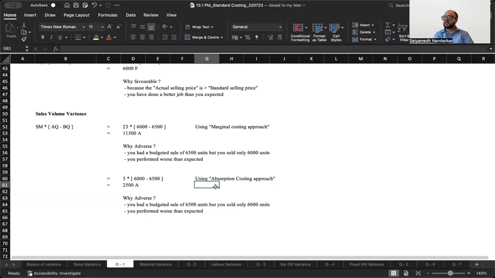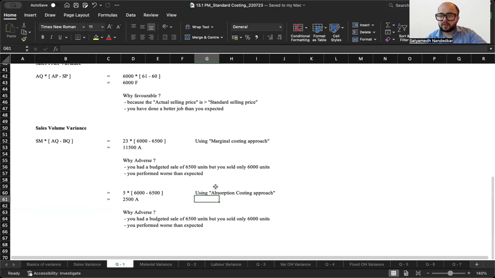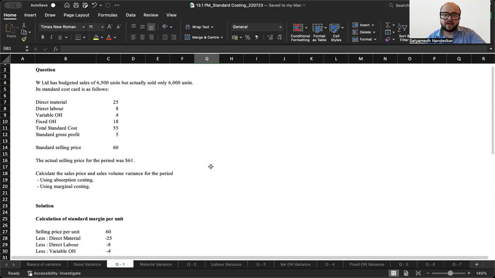We are not associating favorable and adverse with plus and minus. If you performed better than expected, the variance is favorable. If you performed worse than expected, then the variance is adverse. This was about the sales related variances. After sales related variances, there are multiple cost related variances that we have to discuss.